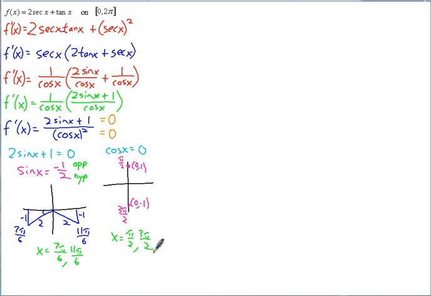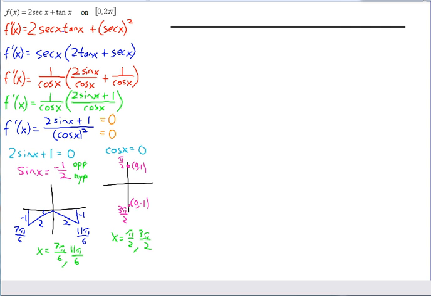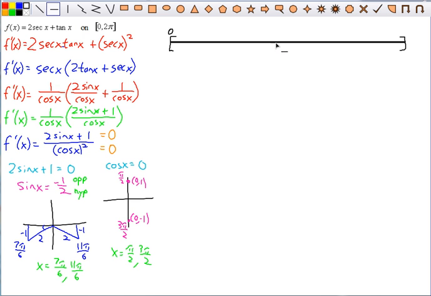So again, let's draw this out in a number line. Again, we're looking from 0 to 2 pi. So let me move this down a little bit so we have a little more to work with.